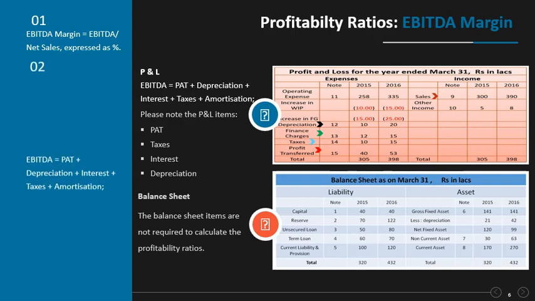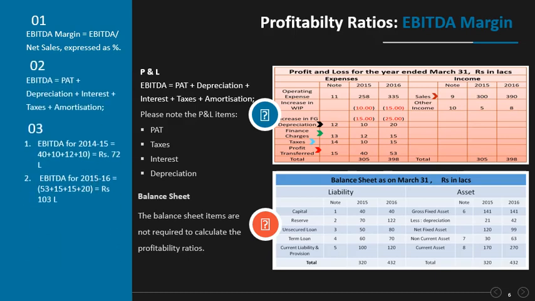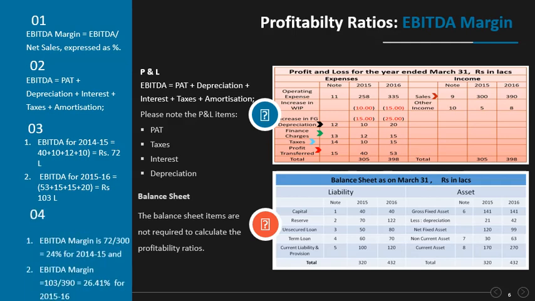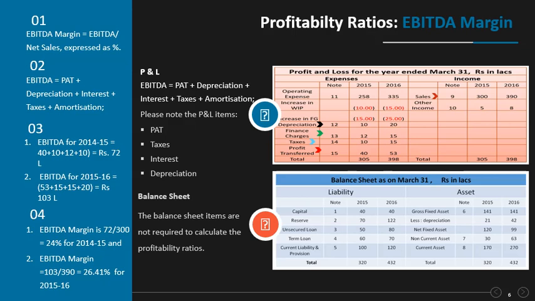For financial year 2014-15, EBITDA equals PAT 40 lakhs plus taxes 10 lakhs plus interest 12 lakhs plus depreciation of 10 lakhs, equal to Rs 72 lakhs. For financial year 2015-16, EBITDA equals PAT 53 lakhs plus taxes 15 lakhs plus interest 15 lakhs plus depreciation of 20 lakhs, equal to Rs 103 lakhs. Net sales for 2014-15 equals rupees 300 lakhs and for 2015-16 equals rupees 390 lakhs.